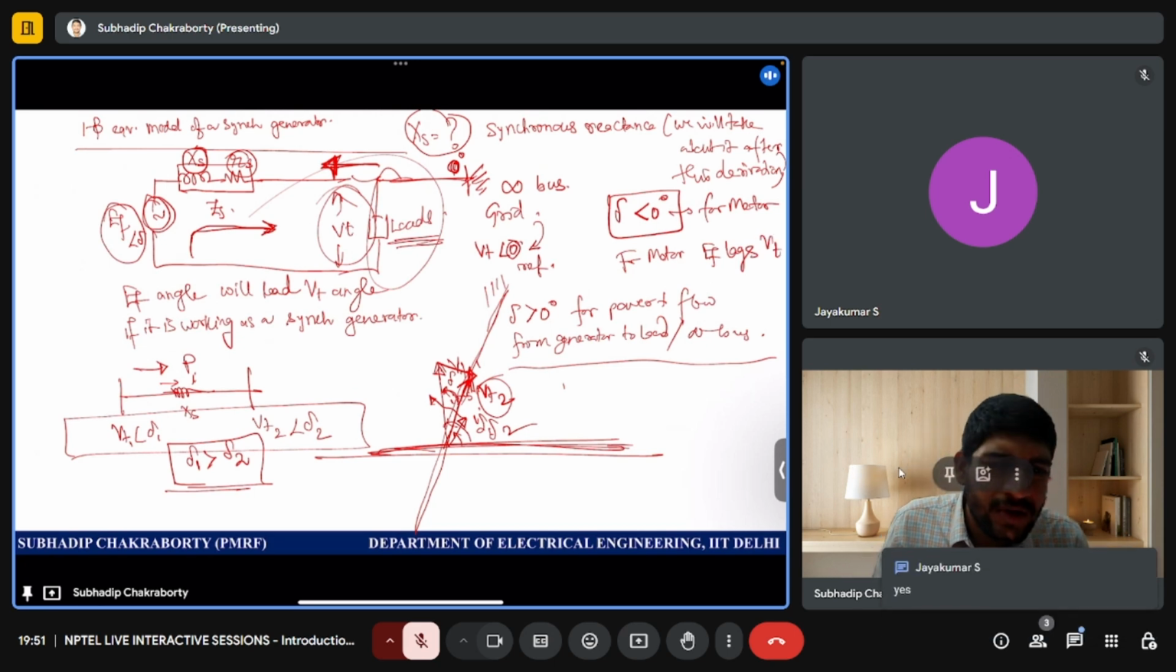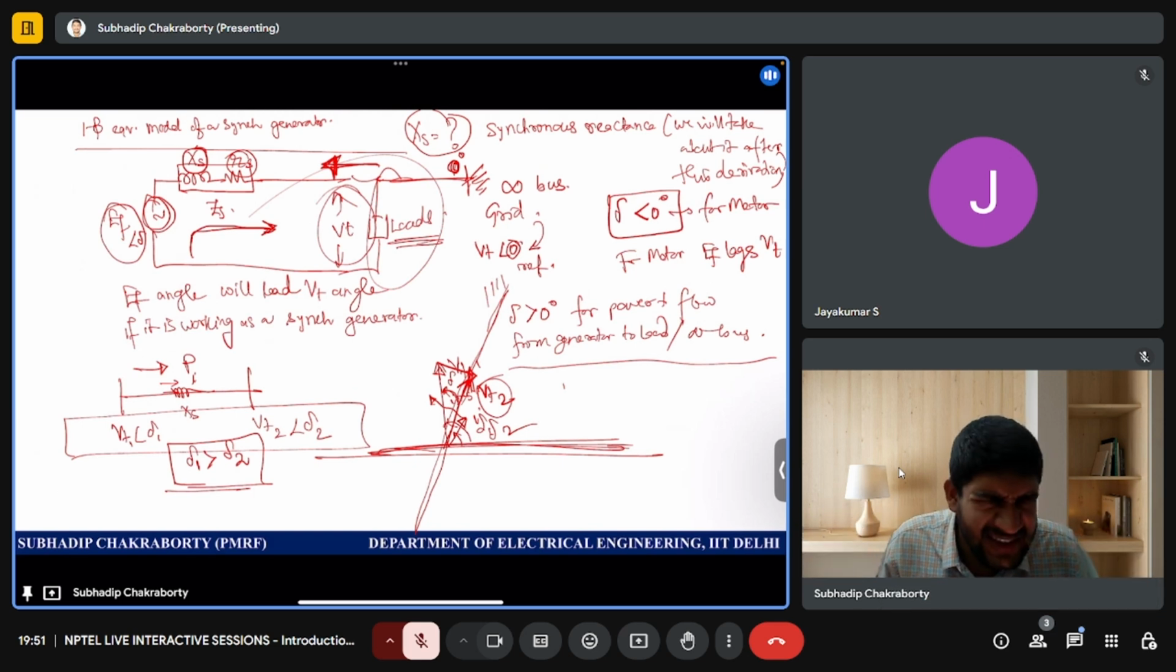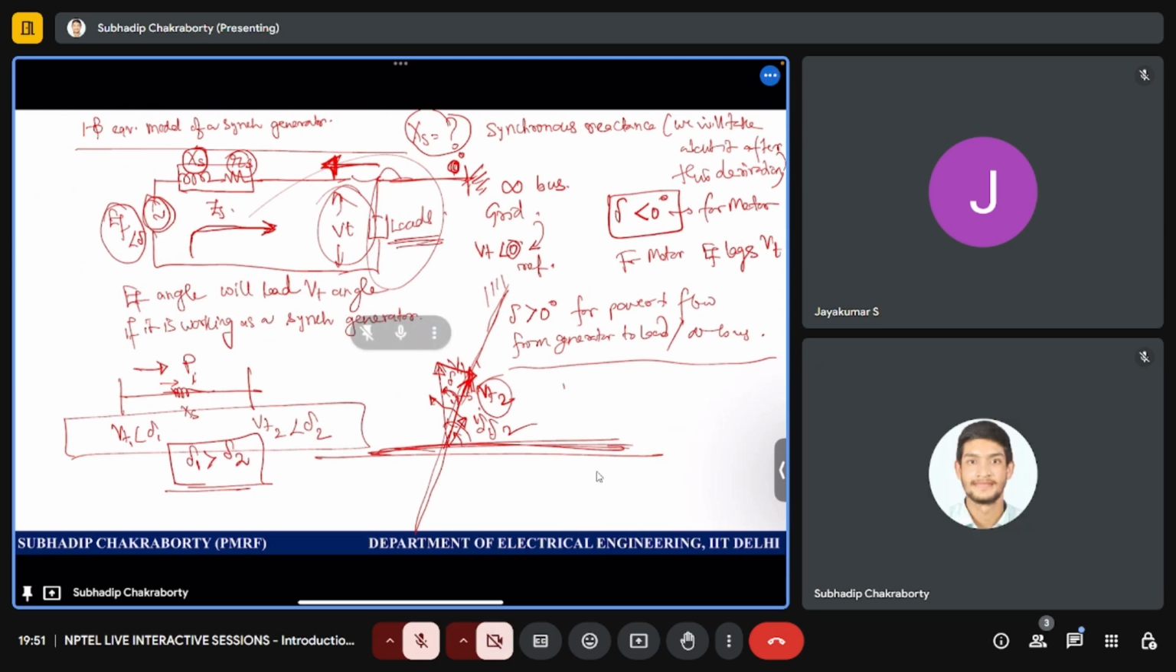So don't mug up these things, we'll see in the phasor itself. All the mathematical things will fall in place in the phasor diagram and MMF diagram. Once you understand that, there is nothing left in synchronous. Okay, just try to understand that. So up to this, you are with me?